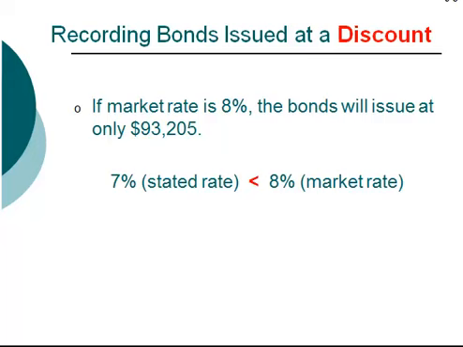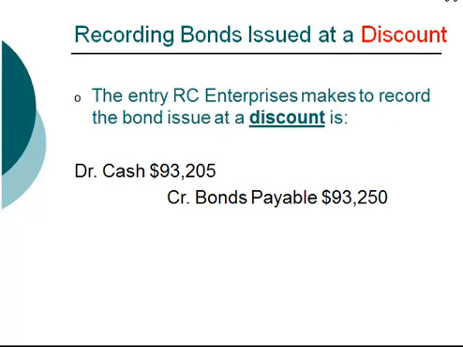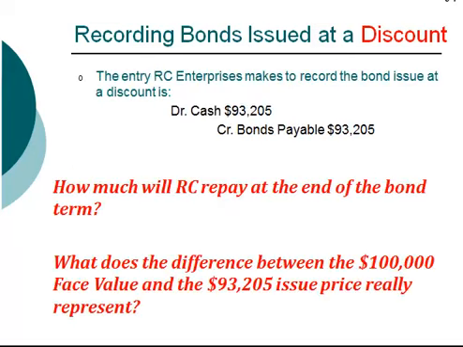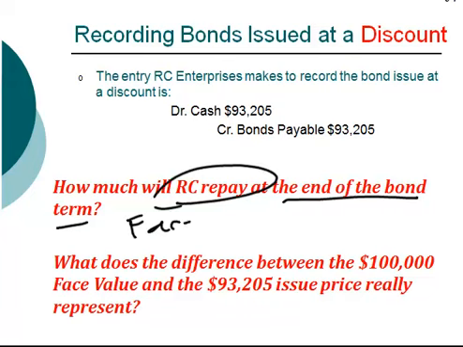Our accounting is complicated a little bit when bonds are issued at a discount. Recall that if the stated rate is less than the market rate, bonds will issue at a discount. The entry to record the bond issuance is as before. We will record a debit for the amount of cash proceeds received and a credit to bonds payable for the same amount. Recall, however, that at the end of the bond term, the amount that the company will have to repay is the face value.